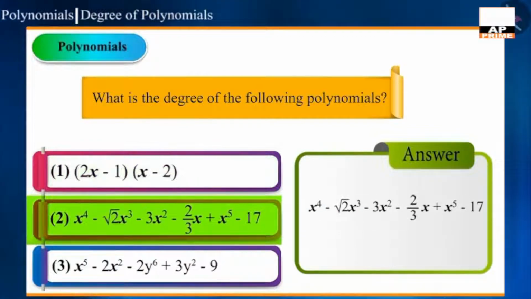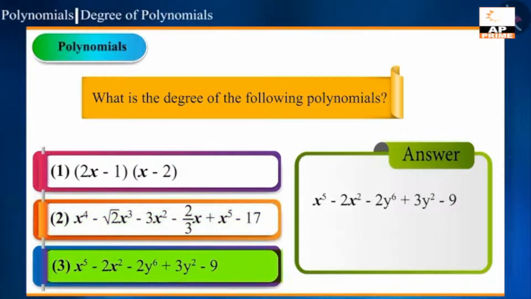The power of the variable of the first term is 4, but it is not the highest. The fifth term of this polynomial is x to the power of 5, where the power of x is 5. Hence, this is a polynomial with the degree 5. It would be better to write such polynomials in the descending order of their powers.